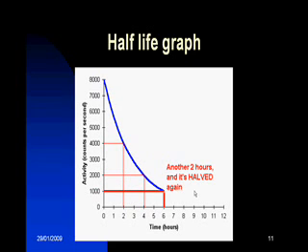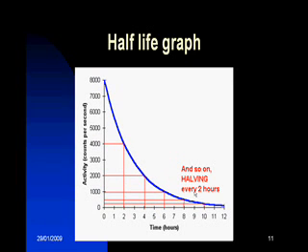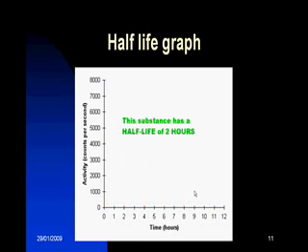Other radioactive elements need a long half-life for their use. For example, carbon-14 is used in carbon dating. The half-life of carbon-14 is 5,700 years.